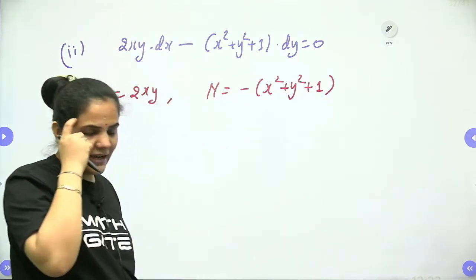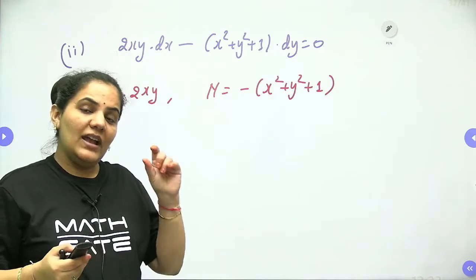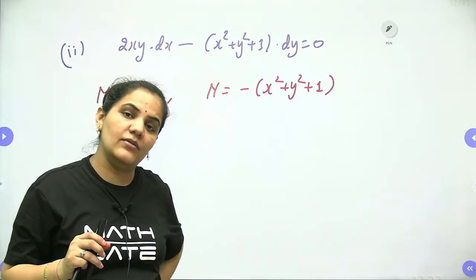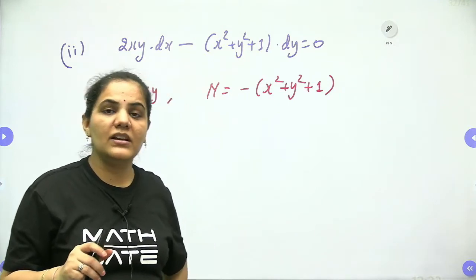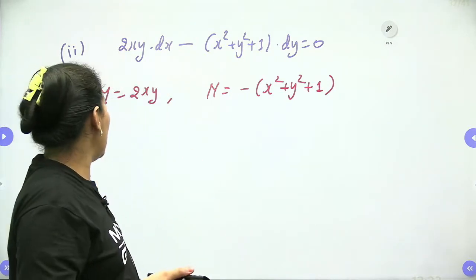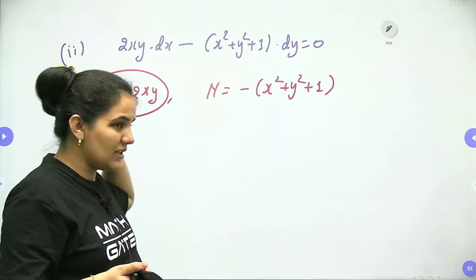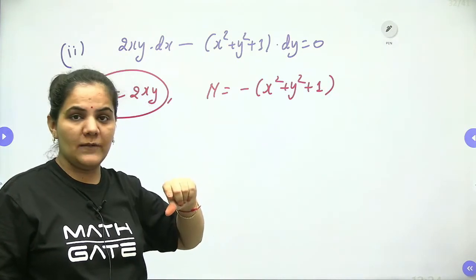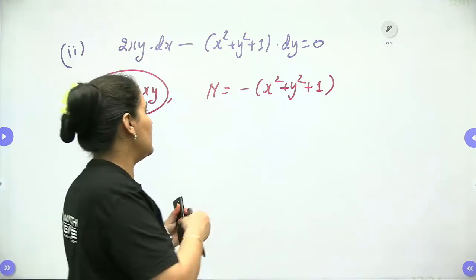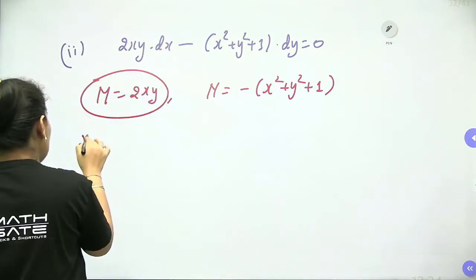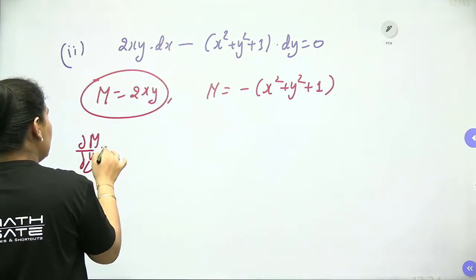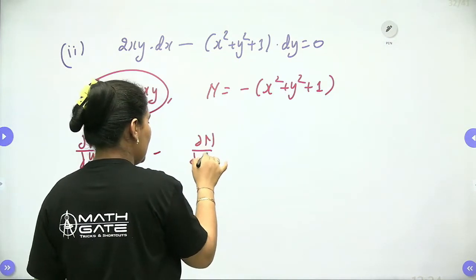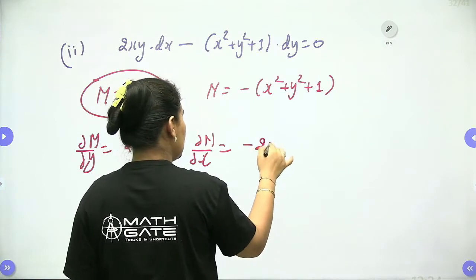So here again we can say m is the smaller value, right? So it's our choice through which we want to go. So we can say m is the smaller value. So it's really easy for us when we divide the quantities with m only, right? So we can go with this method only. So here let's find the value of del m by del y. It will be 2x only. Let's find the value of del n by del x. It will be minus 2x only.